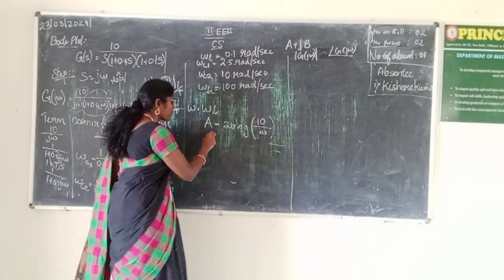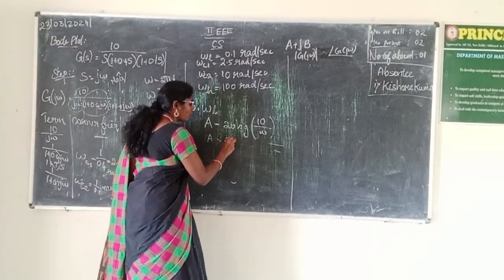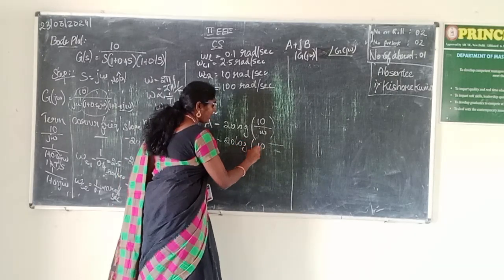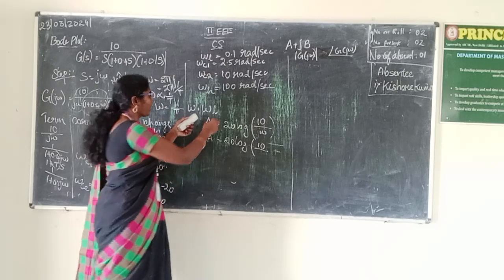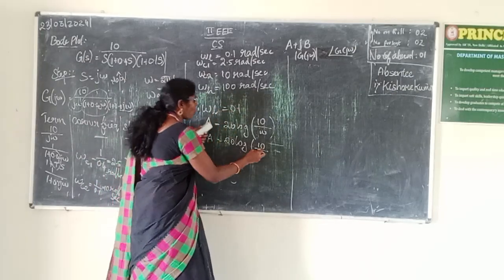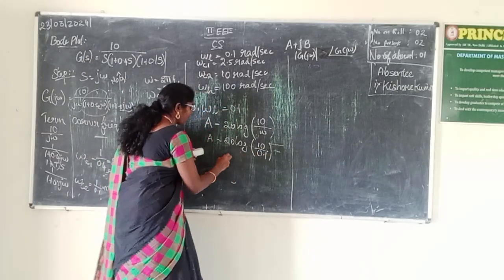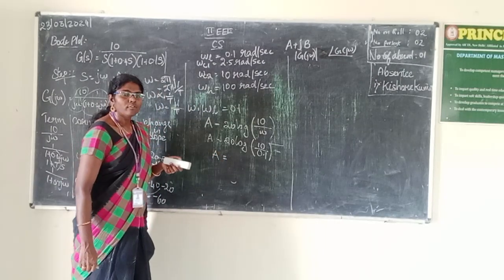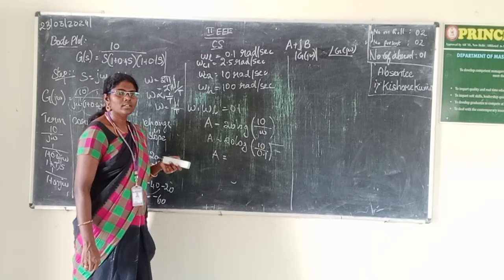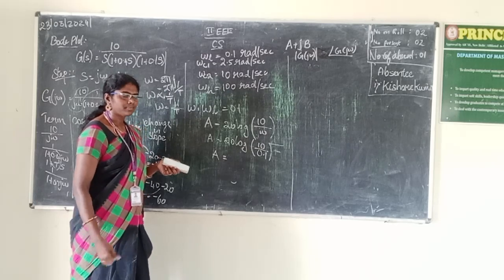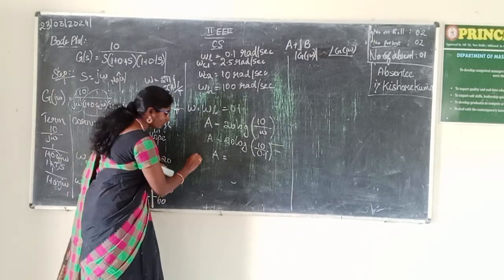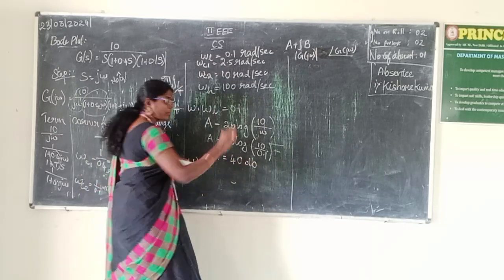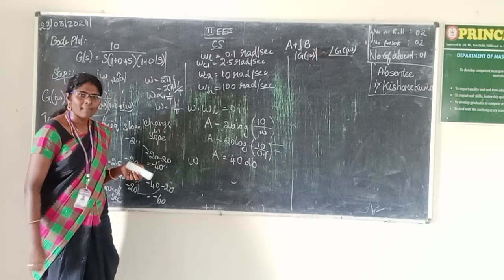Okay, so if we substitute, A is equal to 20 log of 10 by omega. What is omega? Omega L is 0.1. Finally, tell me what is the answer for A. It will be around 40. Did you get the answer? 40. So it is 40. We will be marking it in decimal since it is magnitude.